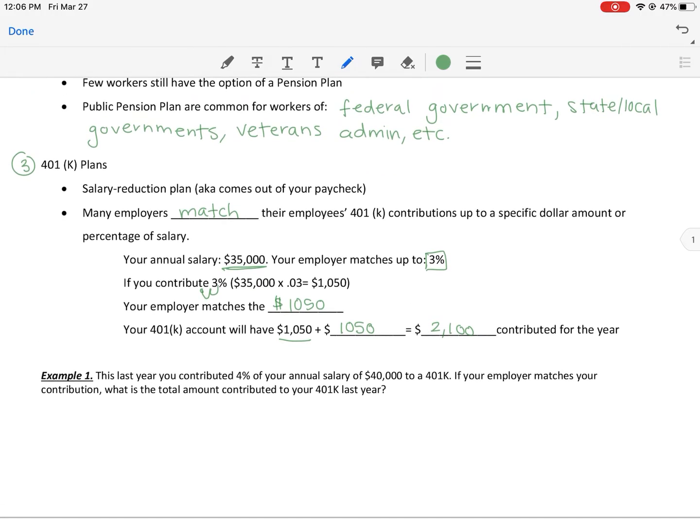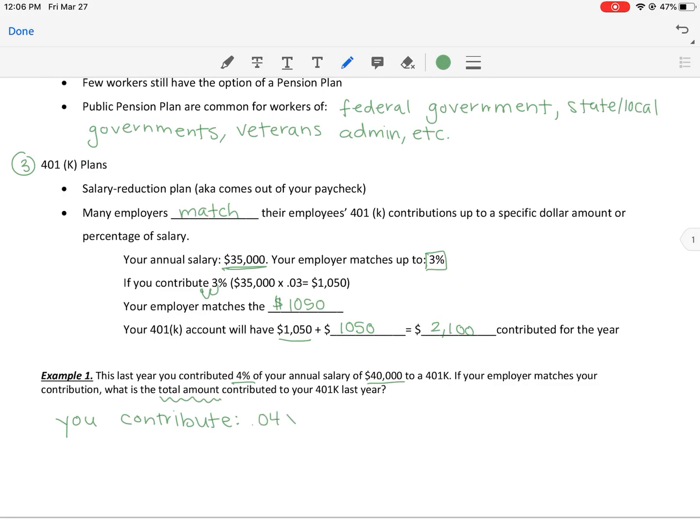Okay, so let's look at an example. Let's try to do this. Last year you contributed 4% of your annual salary of $40,000 to a 401k. If your employer matches the contribution, what is the total amount contributed to your 401k last year? So let's think about what you put in, what you contribute.